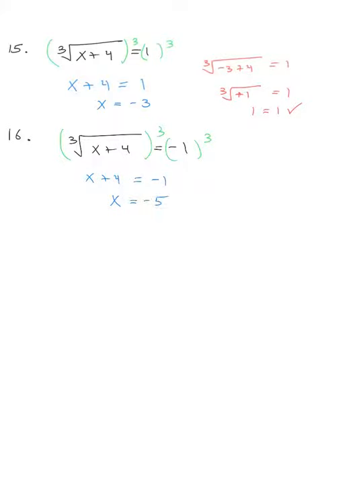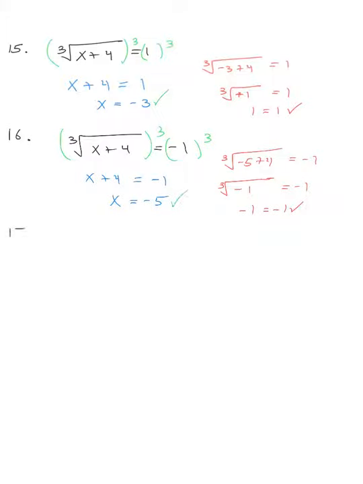And let's check to see if this works. Is the cube root of -5 plus 4 equal to -1? That is the cube root of -1. Is that equal to -1? And the answer is yes. You can take the cube root of a negative number. That would give you -1 does in fact equal -1. So in the previous question, -3 was the solution. -5 was the solution to problem number 16.